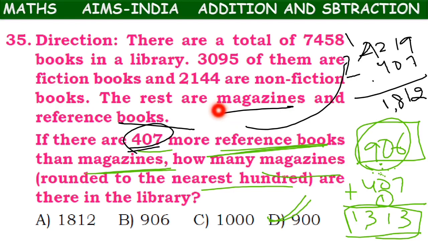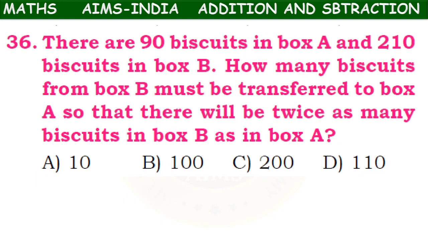I hope you are able to understand what we are doing here. When we remove this extra from it, then we get the equal number, and to that when we add the extra, we will get the reference books, and the other thing remains our magazines. The lesser number is our magazines.